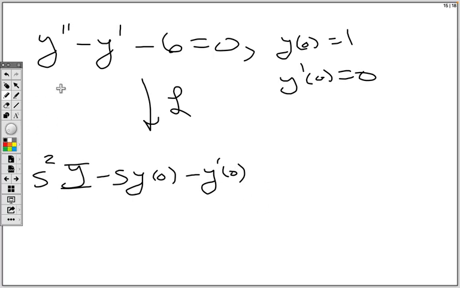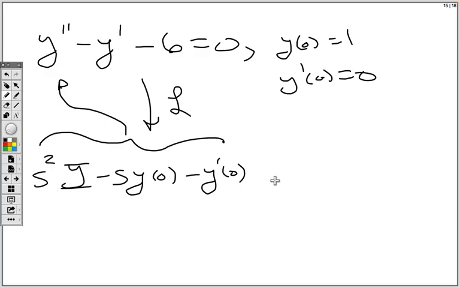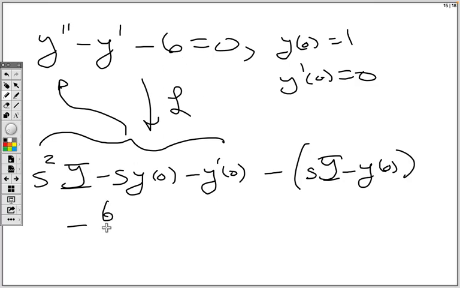So this is all coming from that first term there. So that's the new thing we just did. Minus the Laplace of y prime. So let's go ahead and use parentheses here. That's s times the Laplace of y minus y of 0, minus the Laplace of 6y, equals the Laplace of 0.